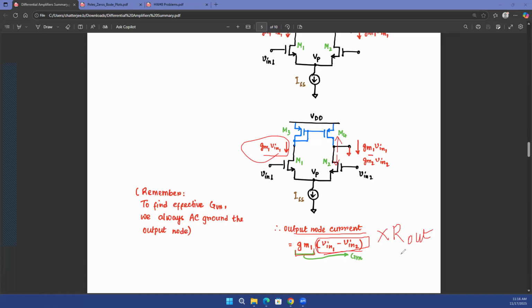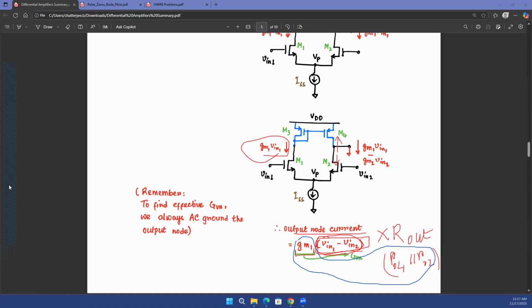So you have RO4 in parallel with RO2. That's your R out. And when I multiply this R out with the output node current, which is GM1 times V1 minus V2, I get my output node voltage. So if I want to find out my gain, I'll divide my output node voltage by my input differential voltage, which was V1 minus V2. And that means what is my gain? My gain is going to be GM1 times RO4 in parallel with RO2.